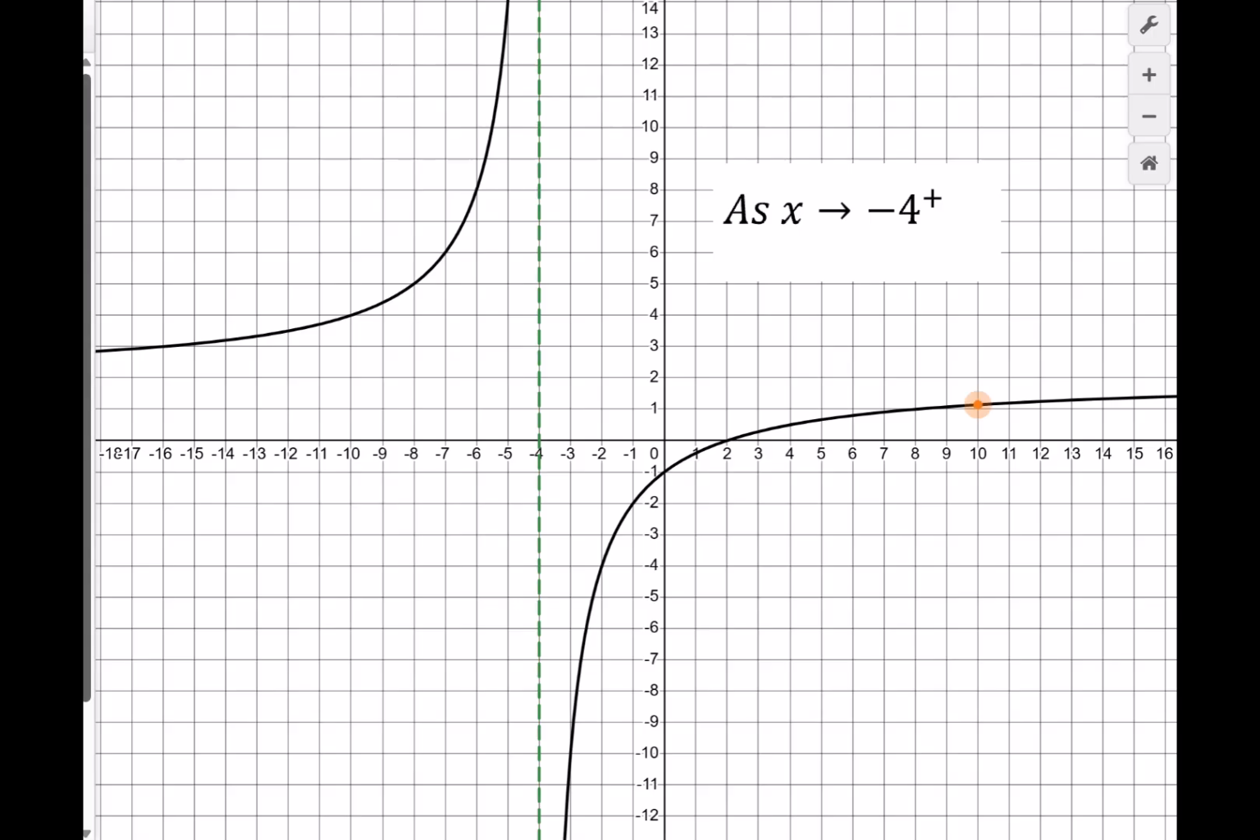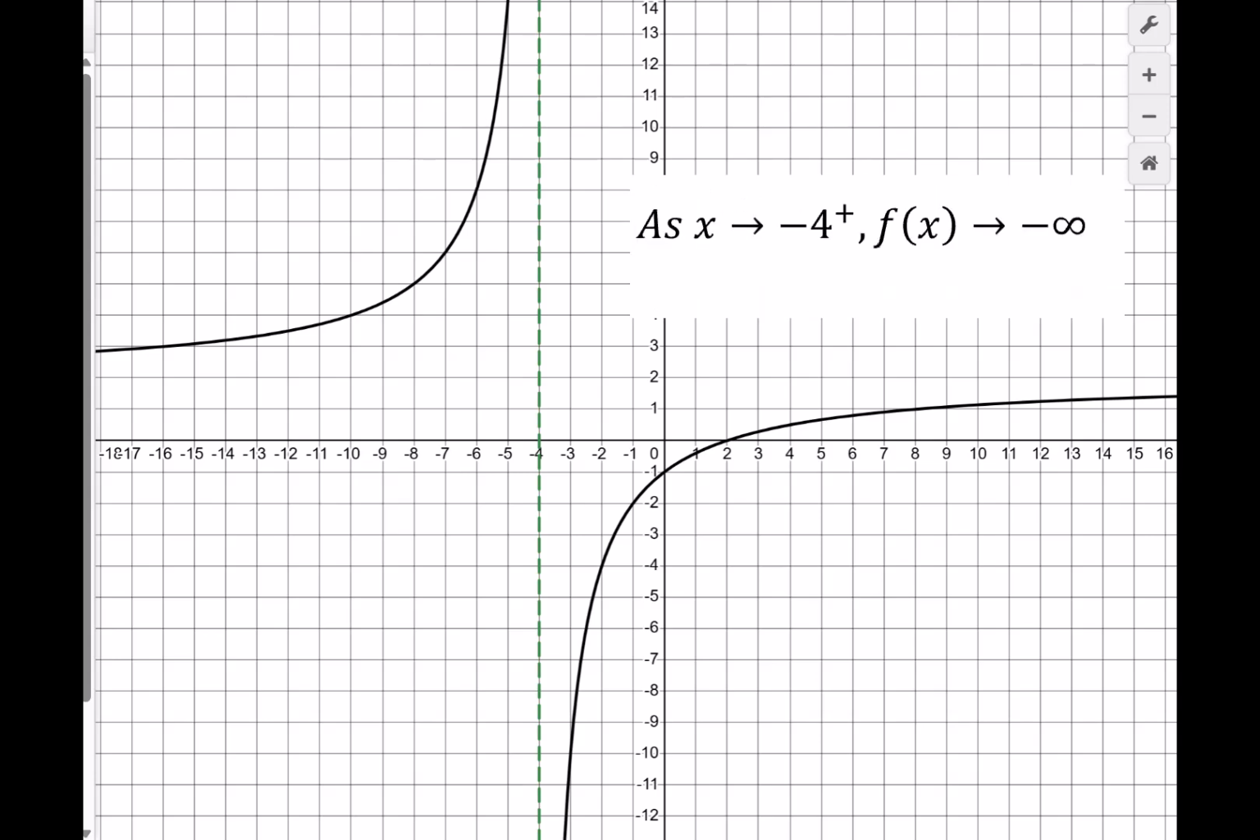We'll start by looking at the function as x approaches -4 from the positive side. To help us visualize that, I'm putting a point on the function, and I'm going to move that point closer and closer to this line where x is equal to -4. Notice that the y value gets smaller and smaller. It's in fact going down to -infinity. So we would write, as x goes to -4 from the positive side, f of x goes to -infinity.